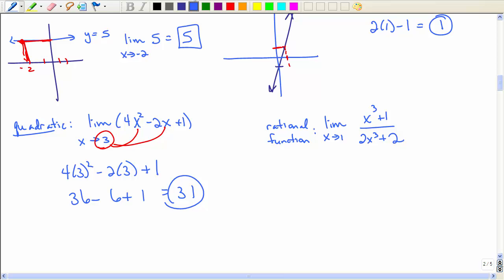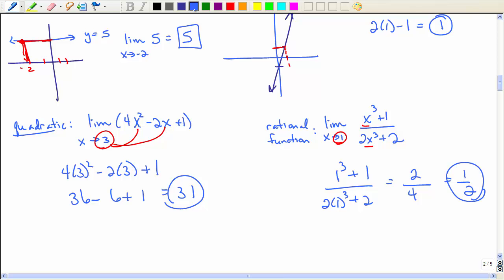Right, so this is a rational function, meaning a fraction. So again, I'm just going to plug in 1 for x. And I get an answer of 1/2. Okay, so that's nice and simple.